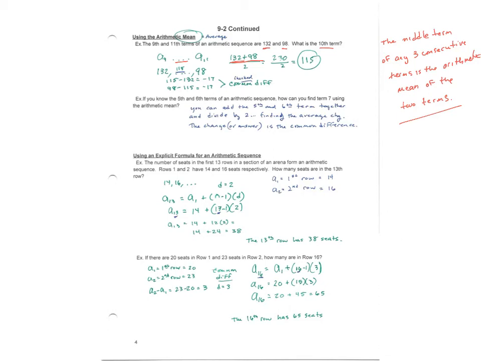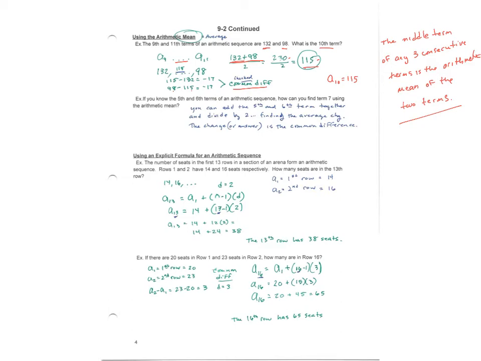So adding those two together, we get 230, and then we'll divide that by 2, and our arithmetic mean of those 3 terms is going to be 115. So that tells me that the 10th term, A10, is going to be 115. That is how we could write that. And we could even check it. Here we've checked that 115 minus its previous term is negative 17, and then we turned around and said 98 minus its previous term is negative 17. So we were able to check that.